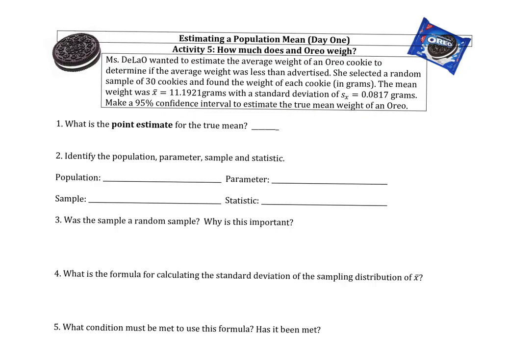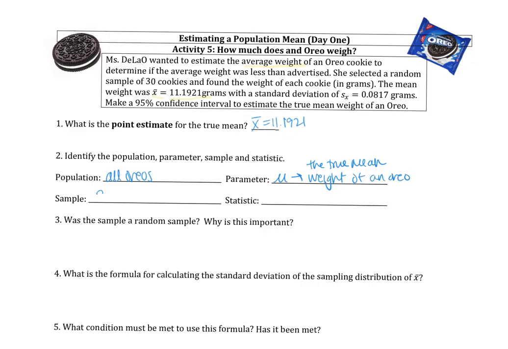All right, so let's do this. First things first, we should recognize that this is numeric data because we're talking about the average weight, and we have a numeric value for that mean. The point estimate is X bar, which is 11.1921. The population of interest would be all Oreos. And the parameter for X bar would be mu, the true mean weight of an Oreo.